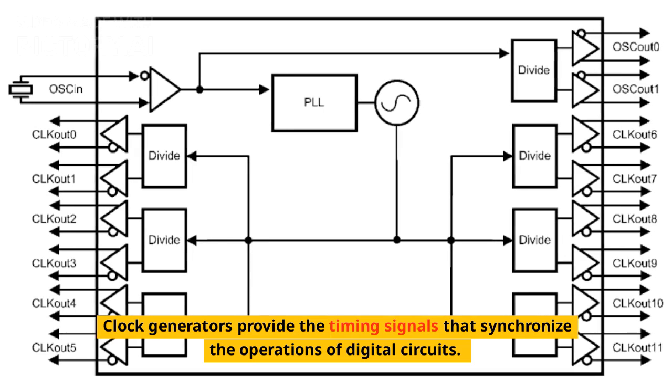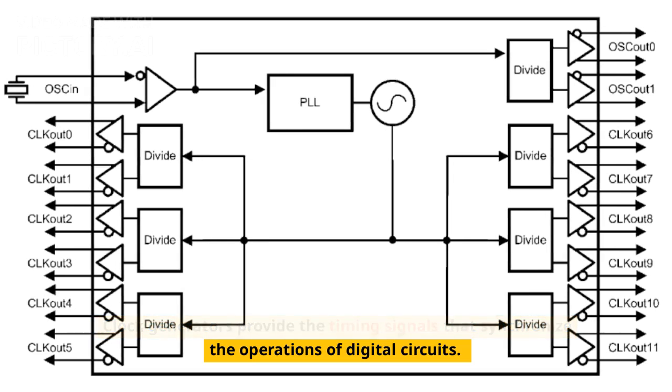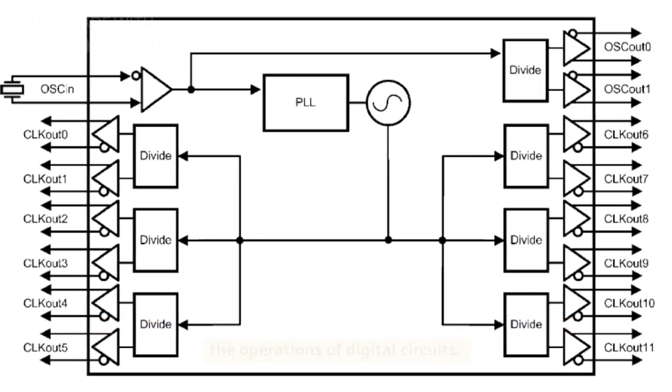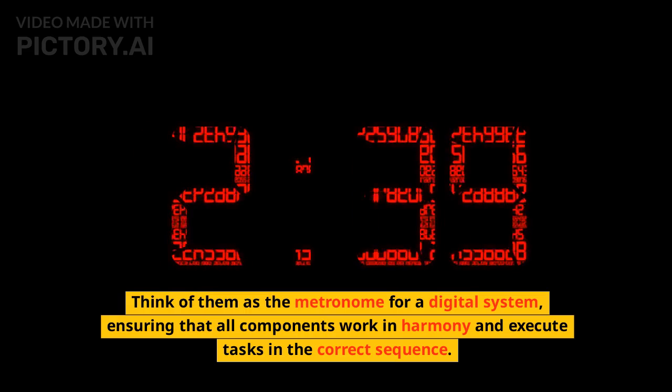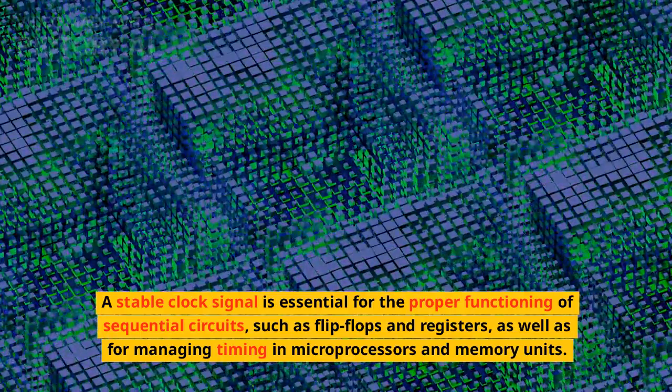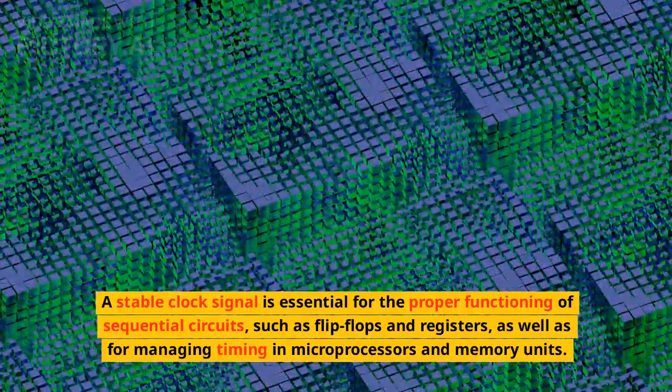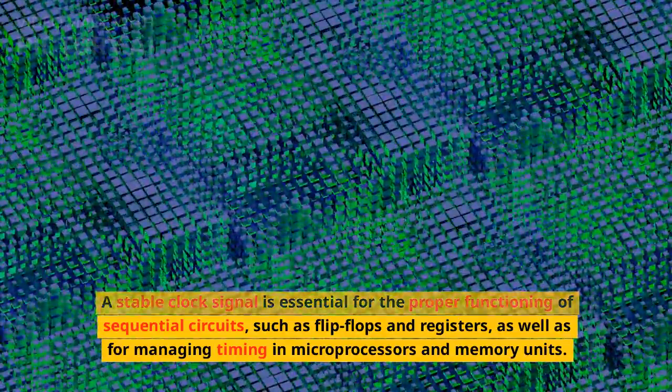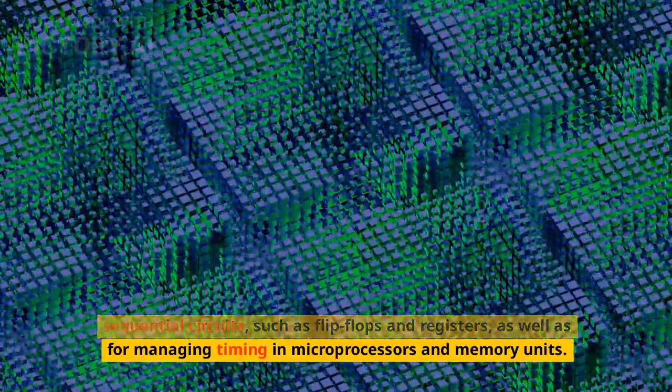Clock generators provide the timing signals that synchronize the operations of digital circuits. Think of them as the metronome for a digital system, ensuring that all components work in harmony and execute tasks in the correct sequence. A stable clock signal is essential for the proper functioning of sequential circuits, such as flip-flops and registers, as well as for managing timing in microprocessors and memory units.